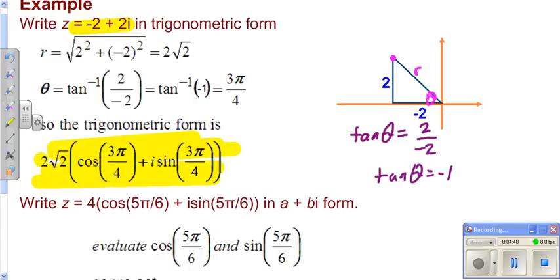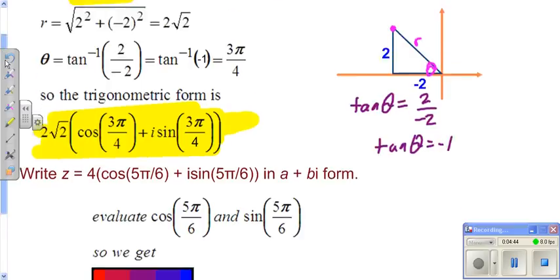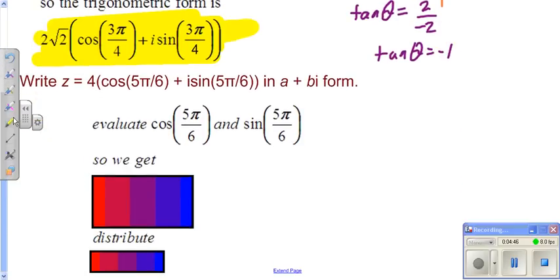Well, if we can go from rectangular to trig, we should also be able to do the reverse process. The reverse process is really a little bit easier. Now, you guys should know what the cosine of 5 pi over 6 is, and you should know what the sine of 5 pi over 6 is, because those are ones you're supposed to have memorized.